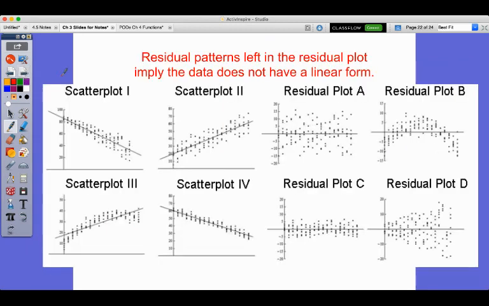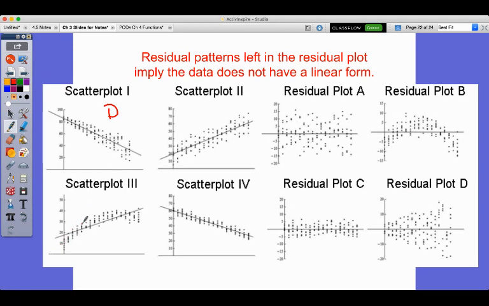Let's just look at a quick example of a few, okay? So this one, see how it's sort of getting wider as you go down the line, okay? And so the residual plot would look like this. See how it's getting wider as you go from left to right, okay? It's getting more and more scattered around the line, but it's staying symmetric, above and below, but it's getting wider as you go from left to right. So this would be residual plot D, okay?